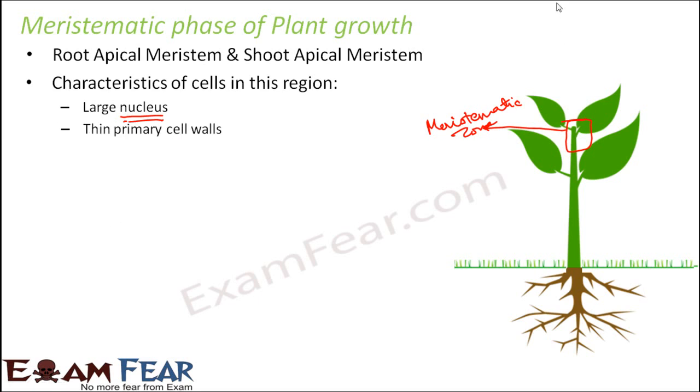Thin primary cell walls, because why thin cell walls? Because they are easy to break. Now if this cell wants to divide to form multiple cells, if the cell wall is thin, that is easier to break. But if it is very thick, it will not break easily. So if the cells are rapidly dividing, their cell walls should be thin. Rich protoplasm. So the protoplasm is quite rich and thick, so that when the cell divides, the protoplasm gets distributed into the two. So these are some of the characteristics of the meristematic phase of plant growth.